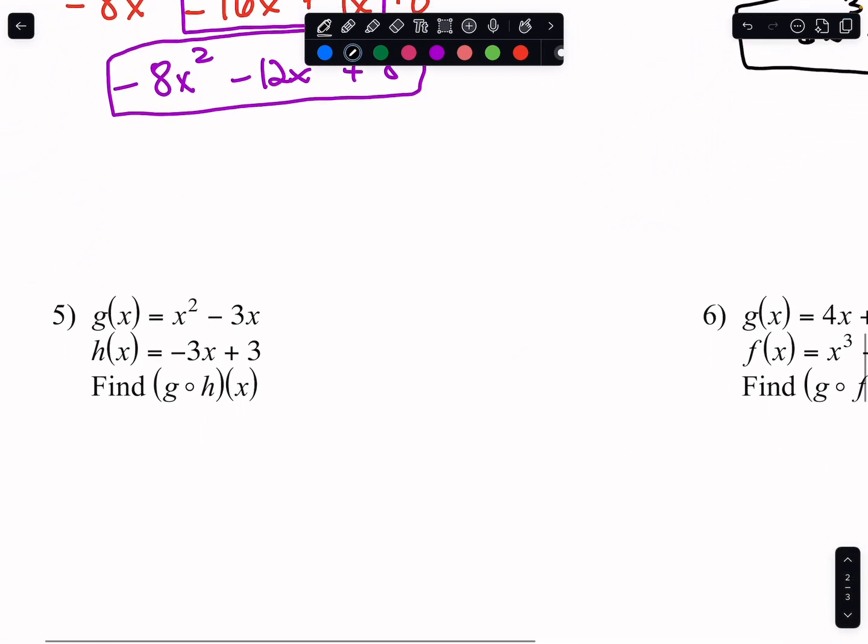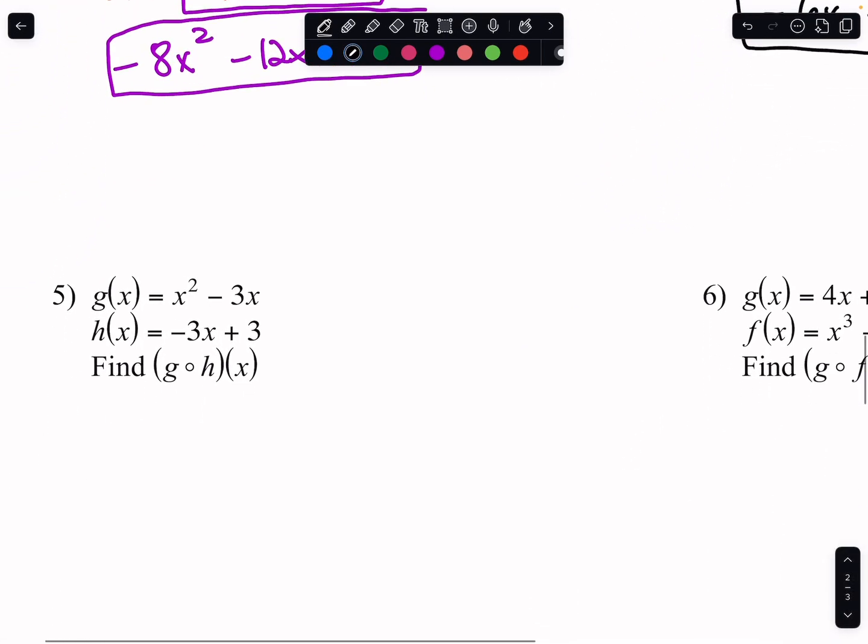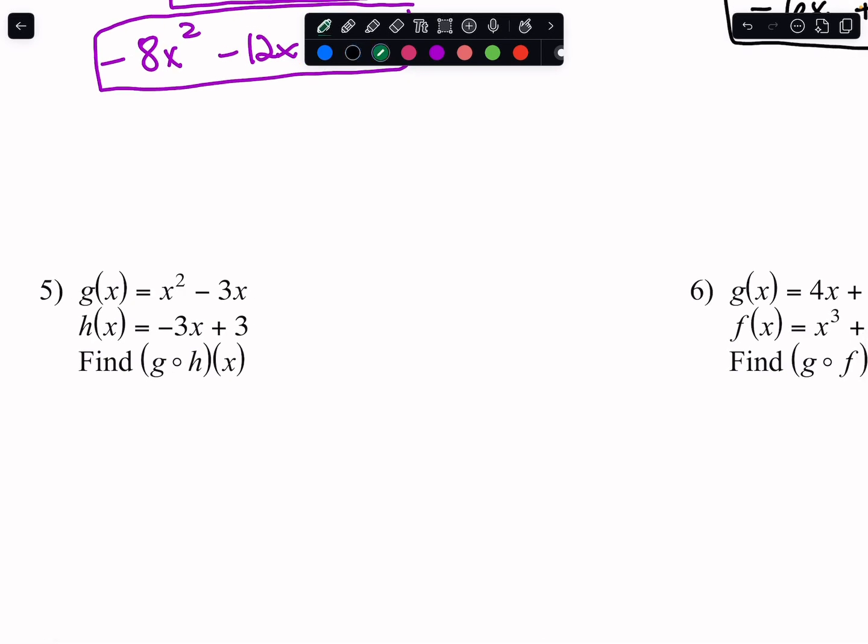Now here is where we got the open circle, so there's no number right here. So what we're going to do, we're going to take this h of x, all the stuff that's in h of x. Actually, no, I'm going to come back to 5. I didn't want to do 6 first. Let's do 6 first. All right.